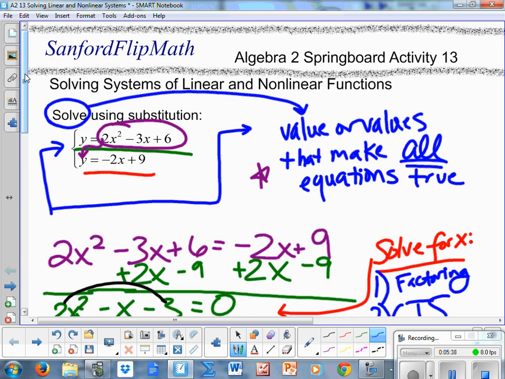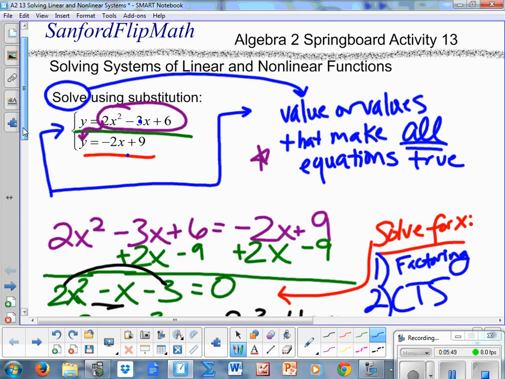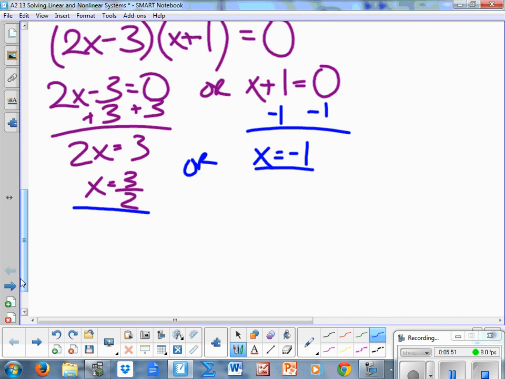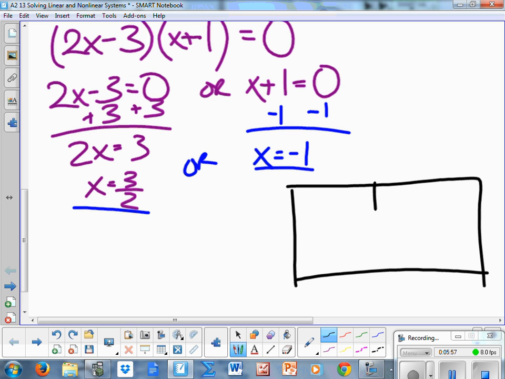Okay, so when we're trying to find my solutions again, we're finding the value or values that make these true. Well, both of these are true when x equals either of those two numbers. So I'm going to start making a table now that I have some values here. I'm going to draw just a little something here to keep things organized. So I've got my x's, my y's.